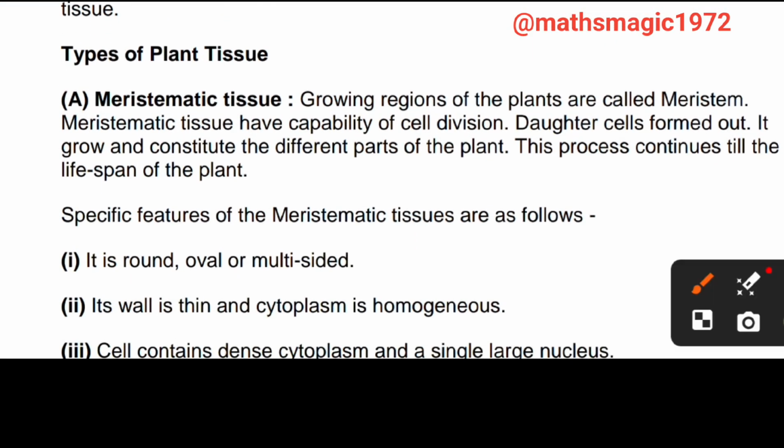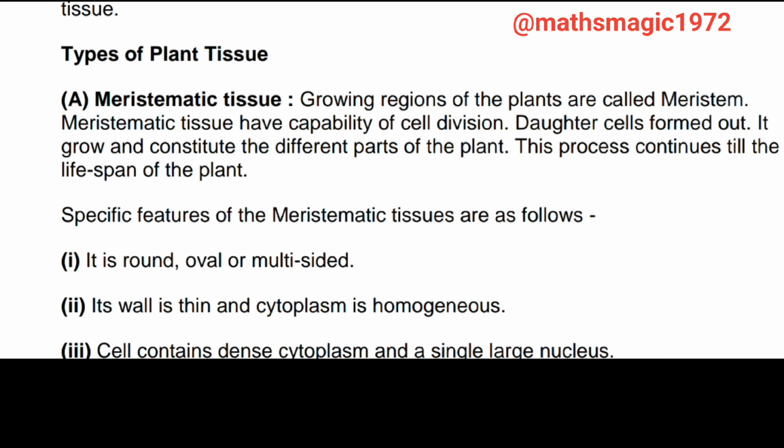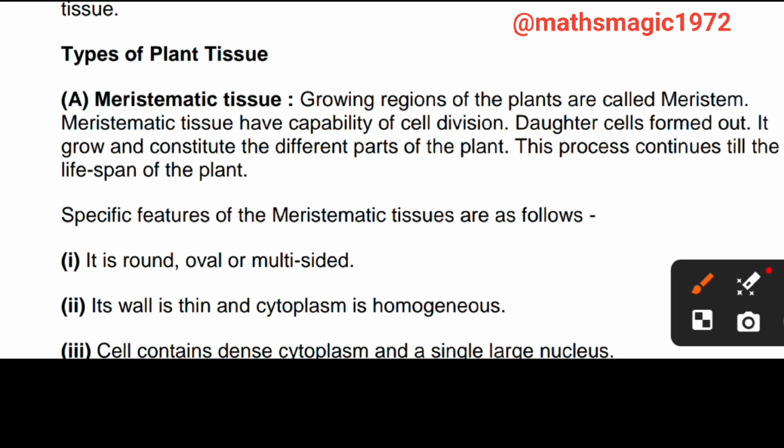First one is meristematic tissue. What does meristematic tissue mean? Growing regions of the plants are called meristem. Meristematic tissue has the capability of cell division. The daughter cells formed grow and constitute the different parts of the plant. This process continues till the lifespan of the plant.